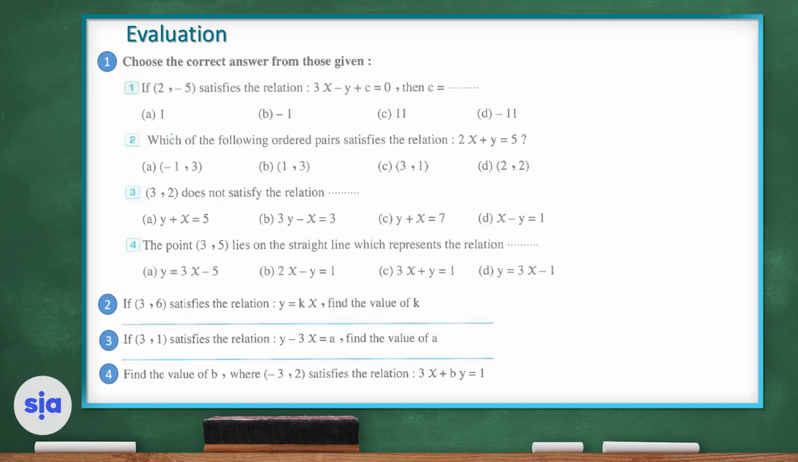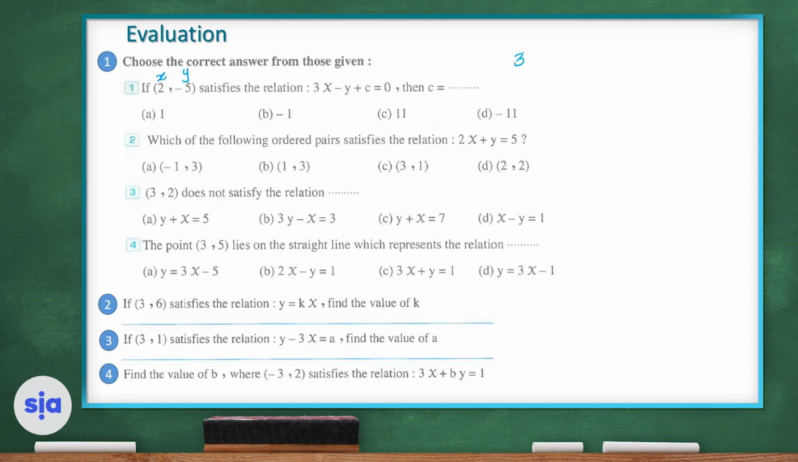Let's now move on to the evaluation part. The first question in the evaluation says, choose the correct answer from those given. If (2, negative 5) satisfies this relation, how can we find the value of c? So we can replace the x by 2 and the y by negative 5.